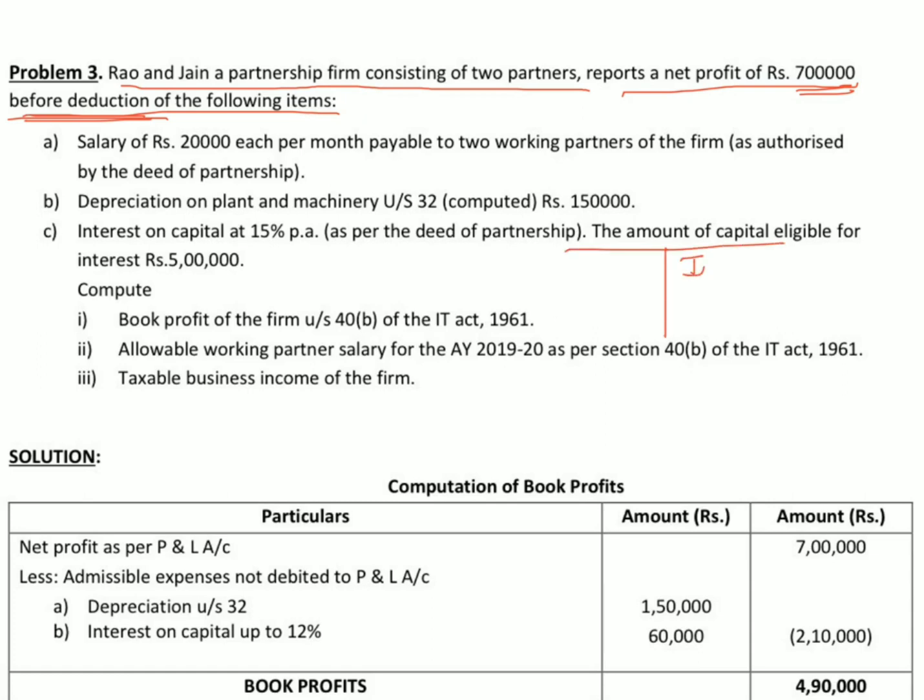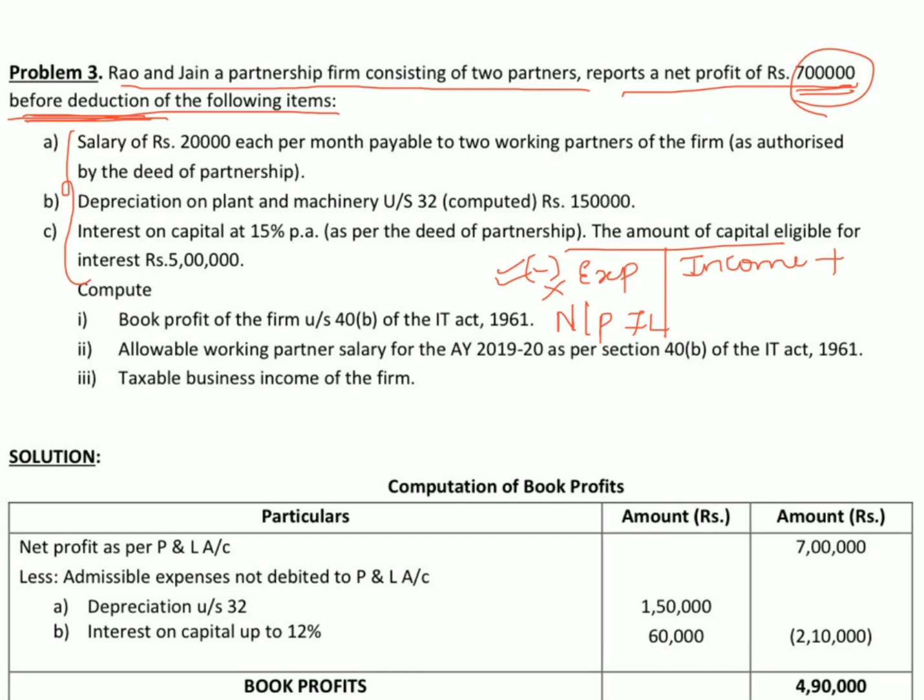So, your income minus your expenses is profit. So, we have 7 lakh of profit in the problem. Now, as they have told us before deduction, all these items given in the problem are not considered on the debit side of the profit and loss account. Now, let us check the items one by one, whether it is an admissible item or an inadmissible item.